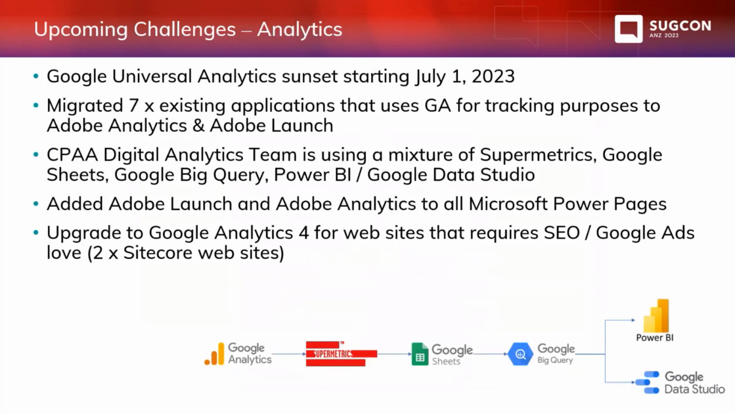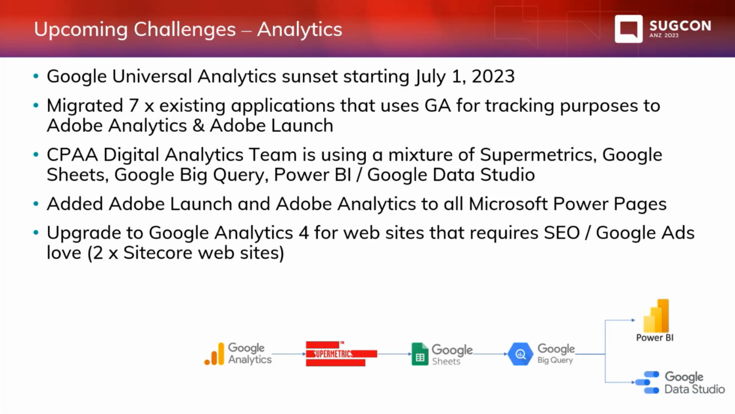The other thing that we had to do was transferring all our Google Universal Analytics into Adobe Analytics because Google Analytics had a sunset date of July 1st, 2023 last year. So what we did was we migrated 7 existing applications that were using Google Analytics for tracking purposes to Adobe Analytics and Adobe Launch as our tag manager.